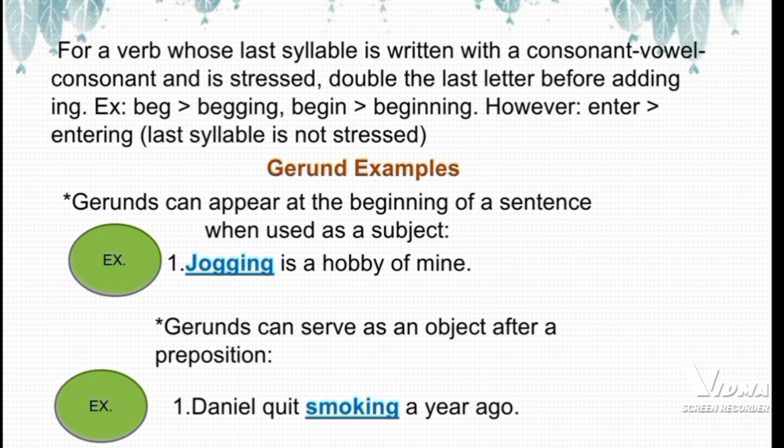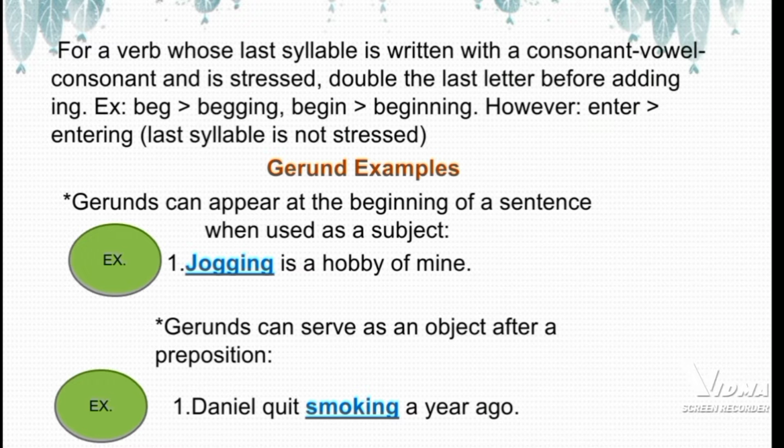Let me continue my discussion. Another example: gerunds can serve as an object after a preposition. Example, Daniel quit smoking a year ago. Here, the gerund smoking serves as an object after the verb quit. Daniel quit smoking a year ago.